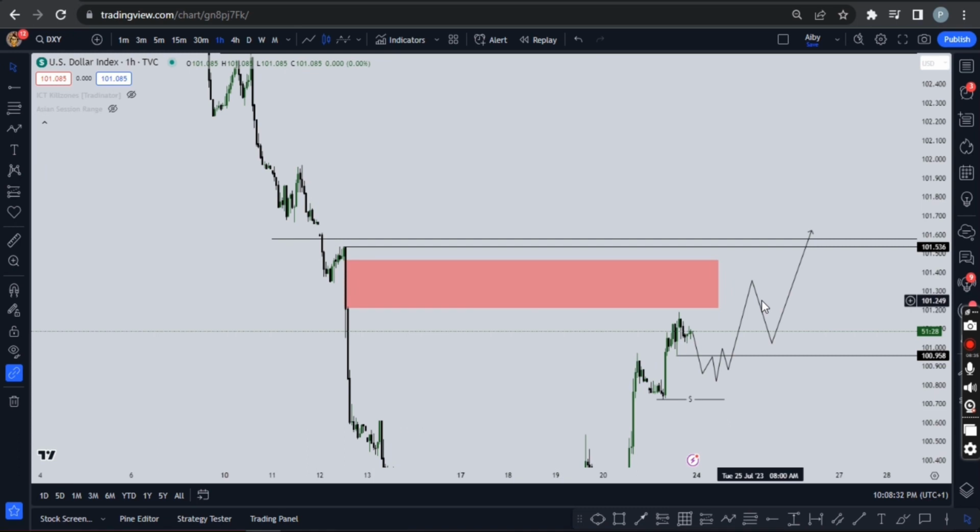So guys, that's how I expect the market to play out this week. I think it's already 10 p.m. Nigerian time, and the market is already open, but I won't be trading now. I'll be trading from the London session tomorrow.